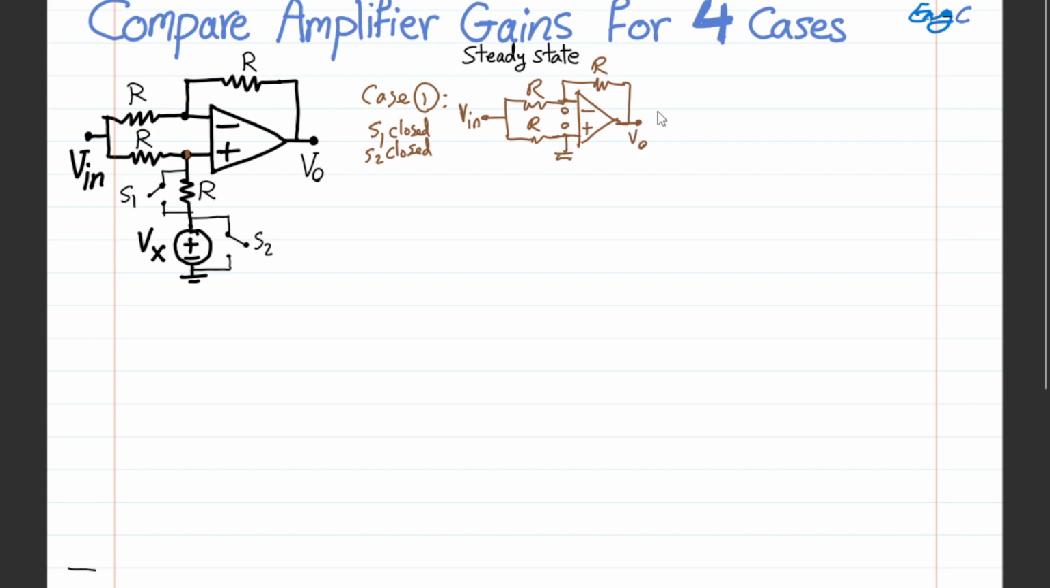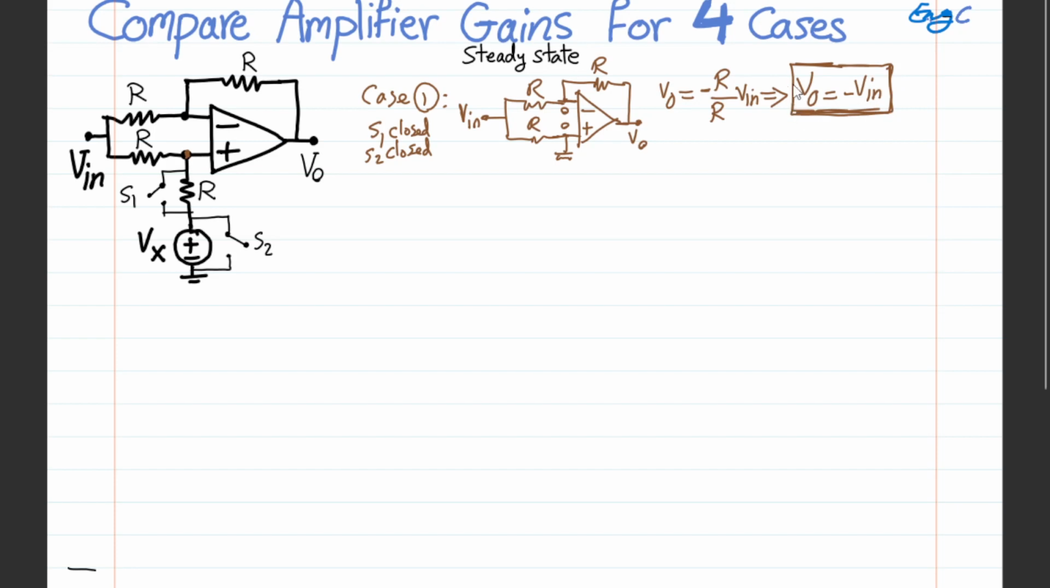And you can simply write that Vout is equal to negative feedback resistance, which is negative R, divided by input resistance, that is R, times Vin, which means, as expected, Vout is equal to negative Vin in this setup. Gain from Vin to Vout is basically negative 1, as expected.